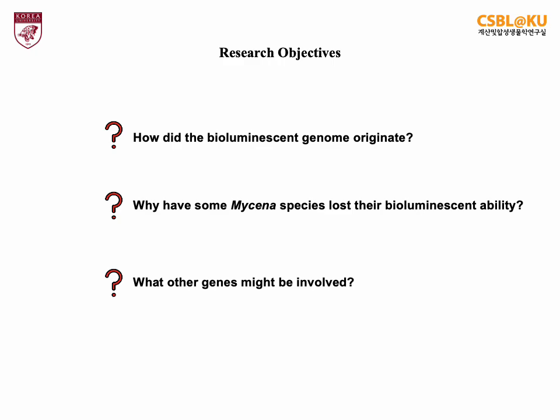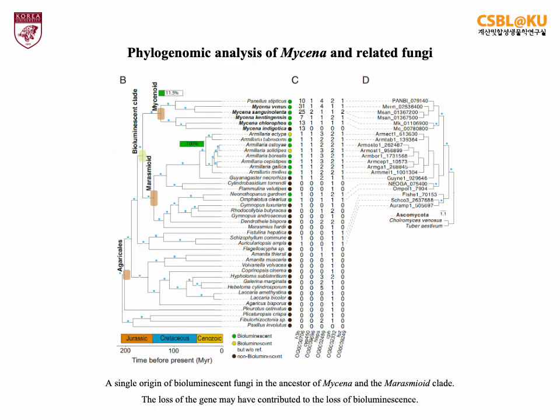their evolutionary history. The figure presents the species phylogenetic tree, constructed based on 360 single-copy orthologous genes. Phylogenetic analysis indicates that the genus Mycena and the genus Armillaria share a common bioluminescent ancestor and began to diverge in the late Jurassic, approximately 160 million years ago.